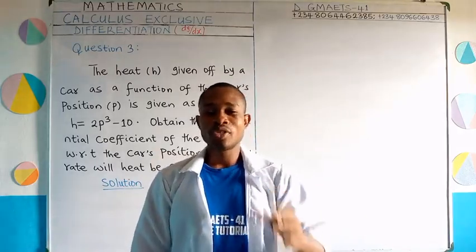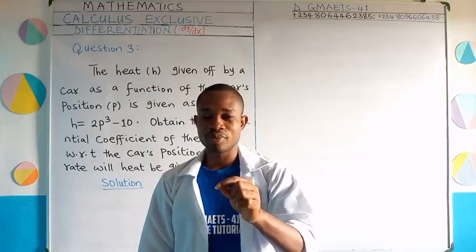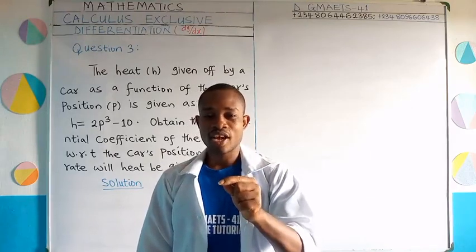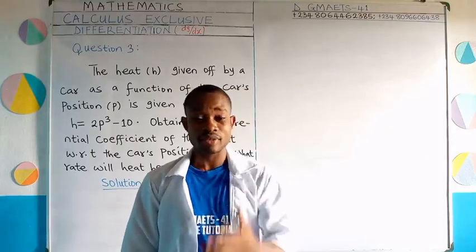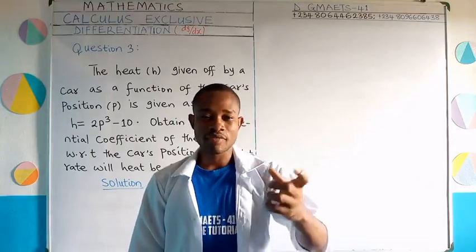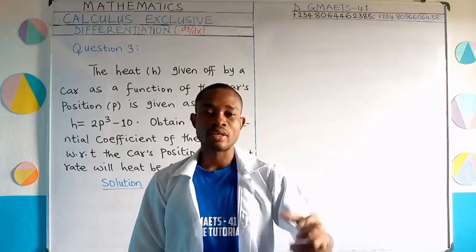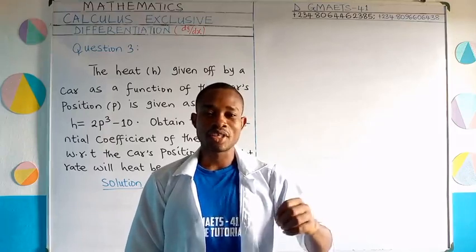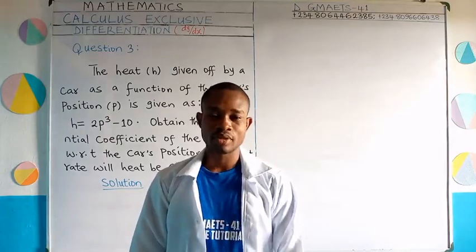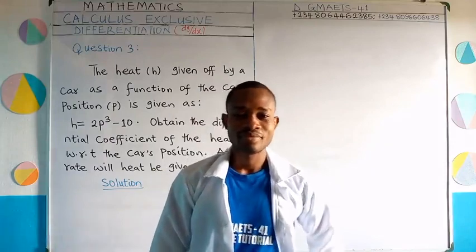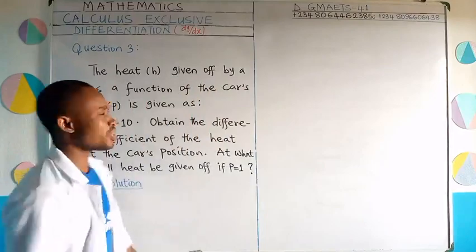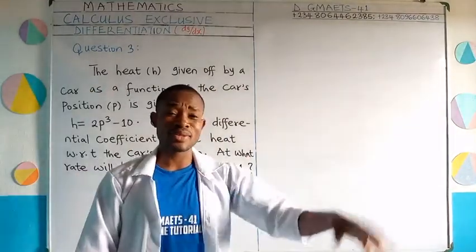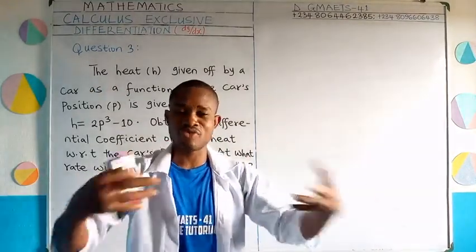So, we want to study the relationship between the heat that the car gives off and the position of the car. Of course, if the car is in a cold environment, it will be cold, you know that. It will give off less heat. But if you park it in a place where it's exposed to sun, for example, what's going to happen? It gets hot, giving off heat. So I want to study that relationship. Remember I told you calculus deals with how things change in real life.